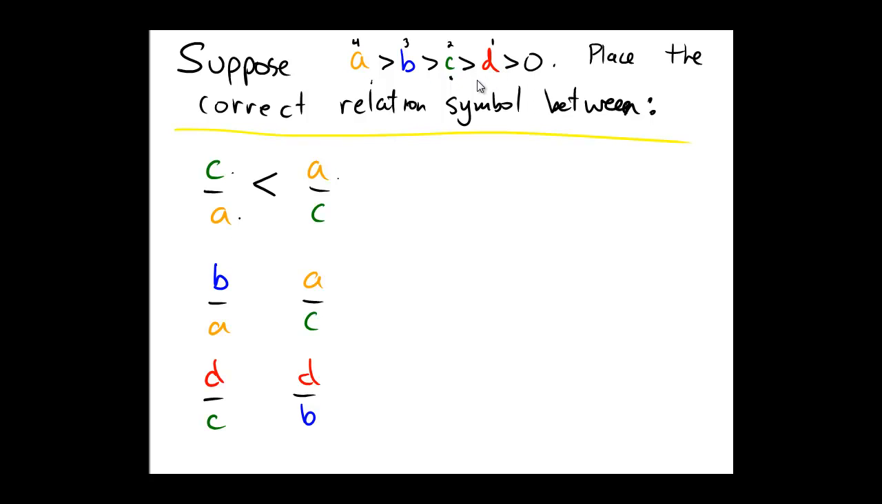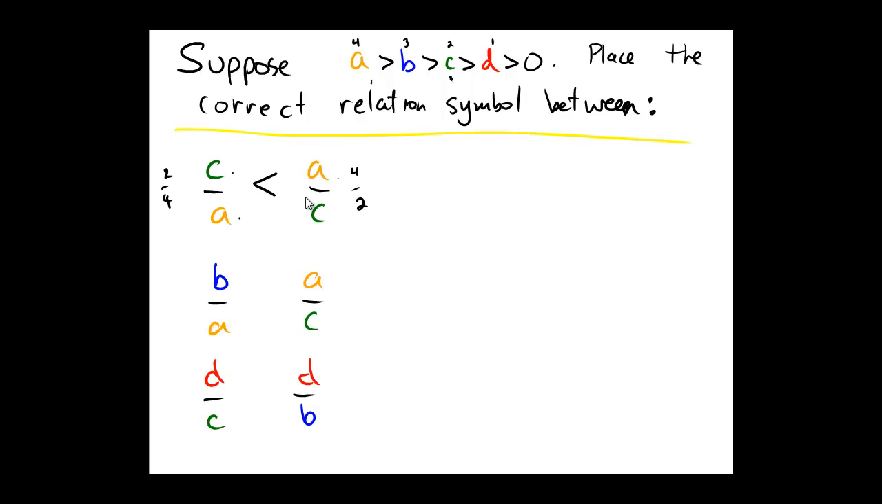And by doing so, C over A would be 2 over 4. A over C would be 4 over 2. So now it's much easier to compare numerically what is bigger, 1/2 or 2. And therefore, we can see that the relation symbol is facing the correct direction.